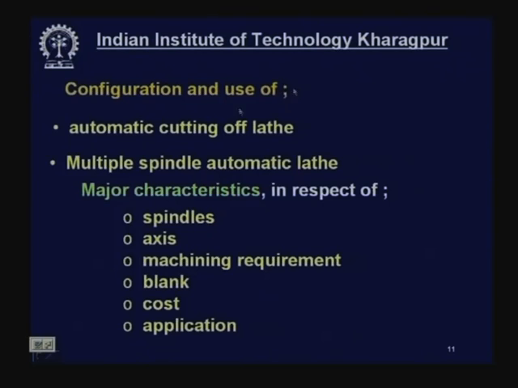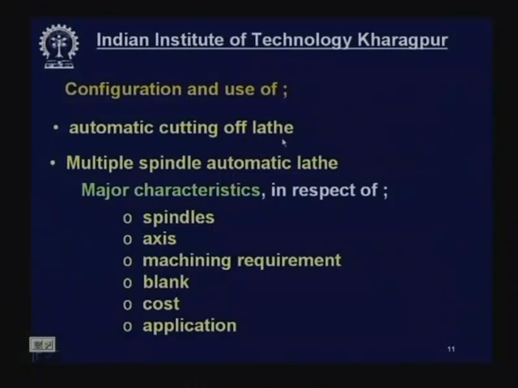The configuration and use of automatic cutting off lathe. Yes, automatic cutting off lathes are much less used and common compared to single spindle automatic lathe. These are fully automatic, but very few operations, mainly cutting off or parting the rod into rods of similar size. In addition to that, little turning, tapering, facing, centering may be done. This is automatic cutting off lathe. These lathes are very simple and low cost.